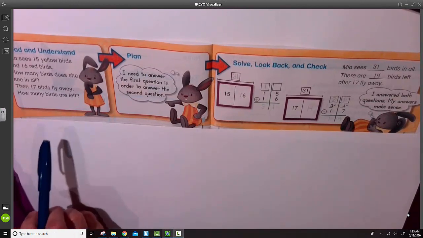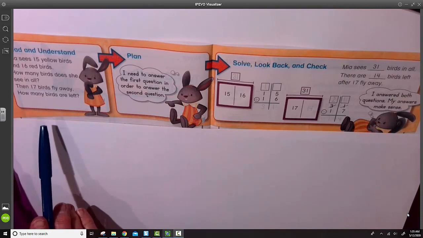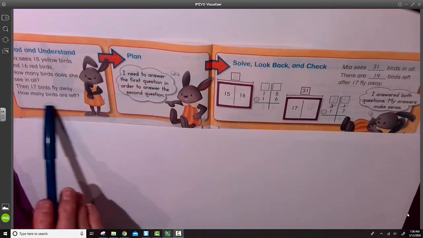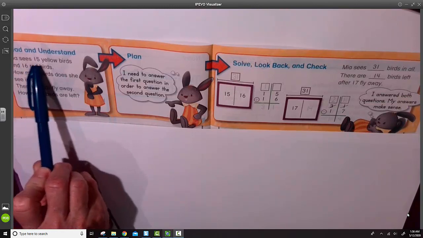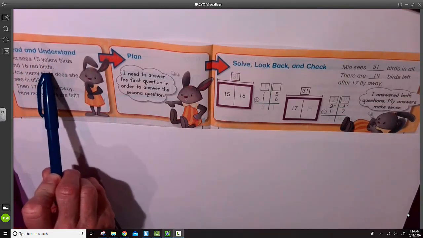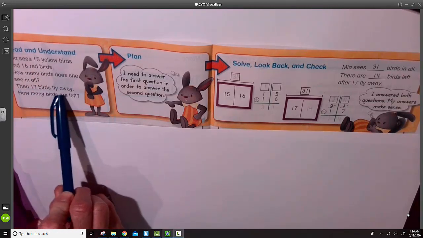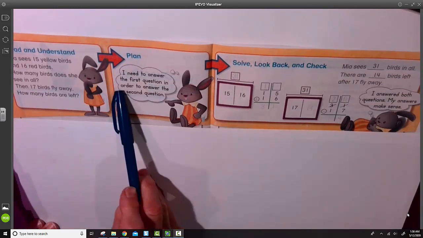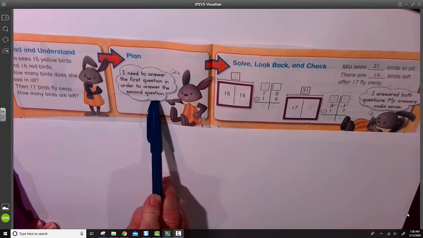The final lesson is 9-9, and the topic is two-part problems. So reading this problem, we know that we're going to have to figure out step 1 before we can answer the second question. So Mia sees 15 yellow birds and 16 red birds. How many birds does she see in all? Then 17 birds fly away. How many birds are left? Of course, we need to answer the first question in order to answer the second question.